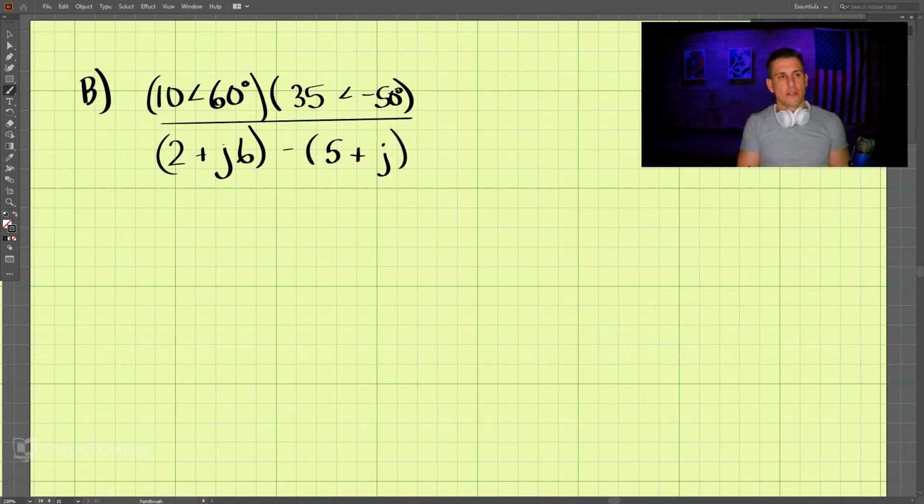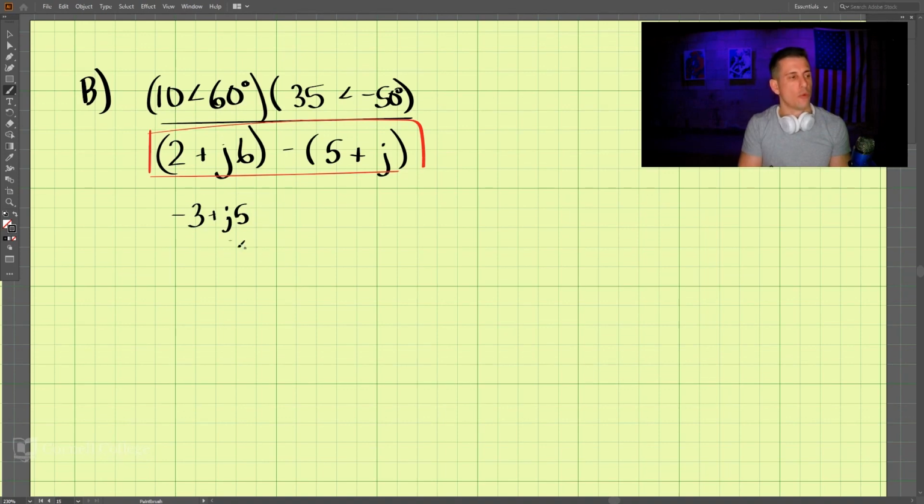Okay, so we'll start out by looking at the denominator here. This is the denominator. This is called the numerator. So we'll take a look by starting with the denominator, and we can add these together. So we have 2 minus 5, that is negative 3. And then we have 6 minus J, which comes out to be J5. So this is the value here.